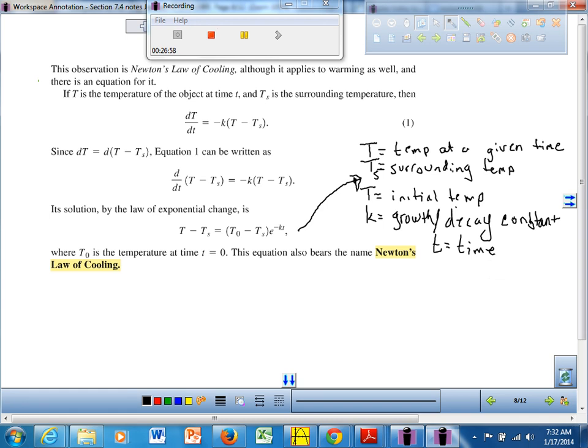There tends to be just a lot of information given in problems to deal with this model. So just keep track of your variables. Yes, thank you, T sub 0. So we have T, capital T sub s, capital T sub 0, and k. And then small, lowercase t is time.